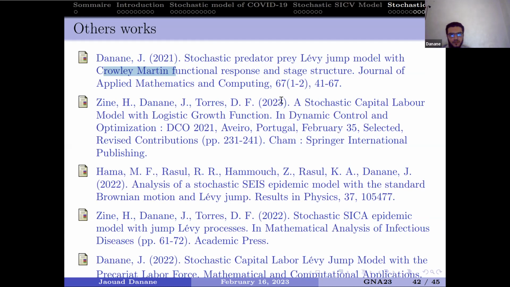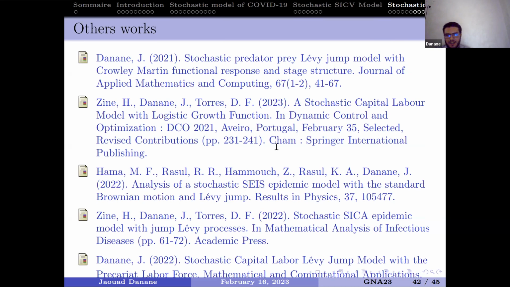Also, more recently, in 2023, we published a paper in collaboration with Zain and Delfim Torres of the University of Aveiro, Portugal. It is a stochastic capital-labor model with a logistic growth function. This paper is published as a book chapter in Dynamics, Control and Optimization, from a meeting held in Aveiro in February 2021, and the selected and revised contributions are published as a Springer book.